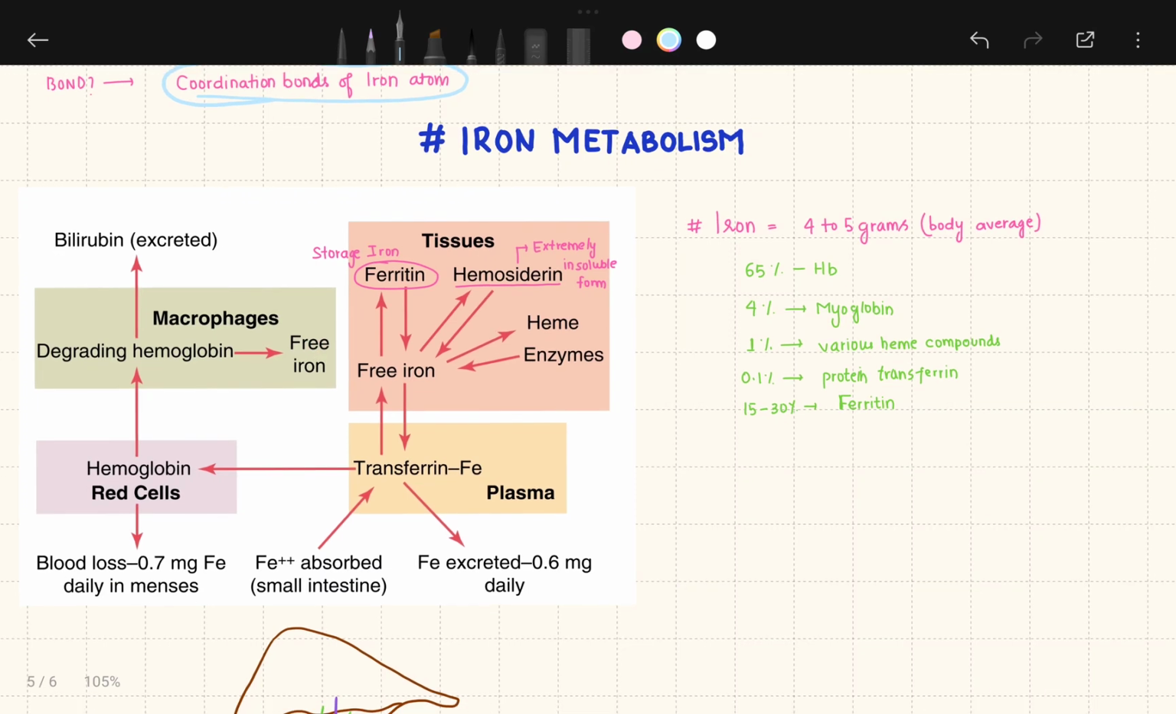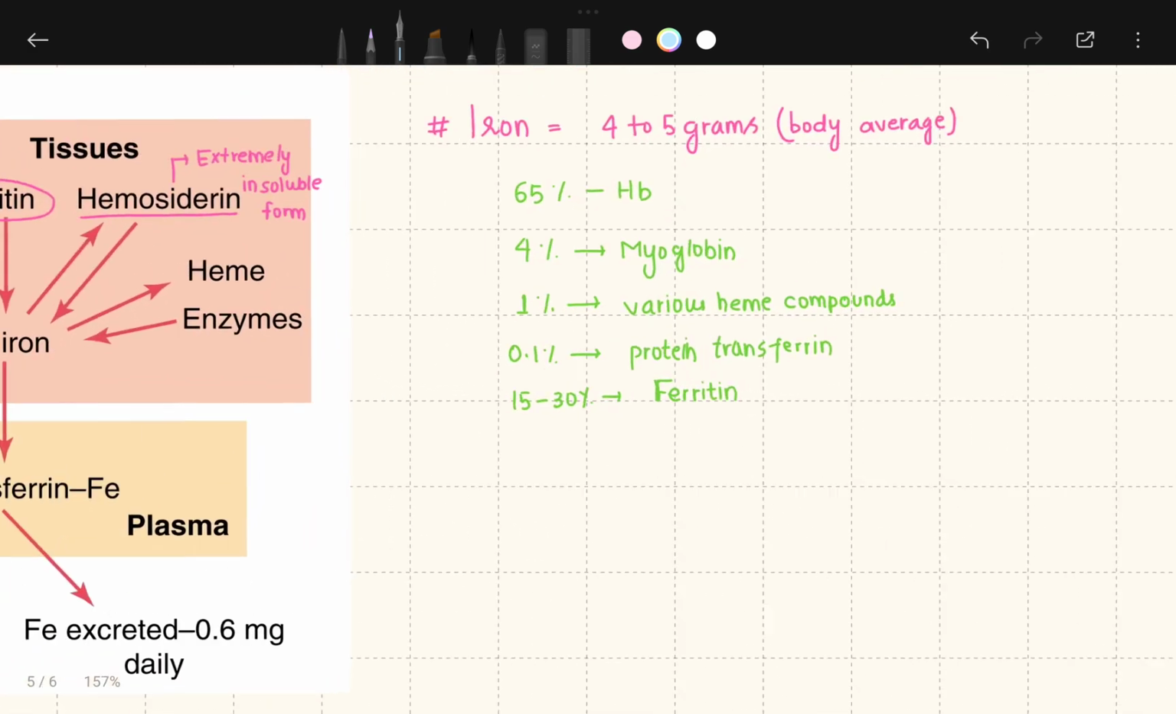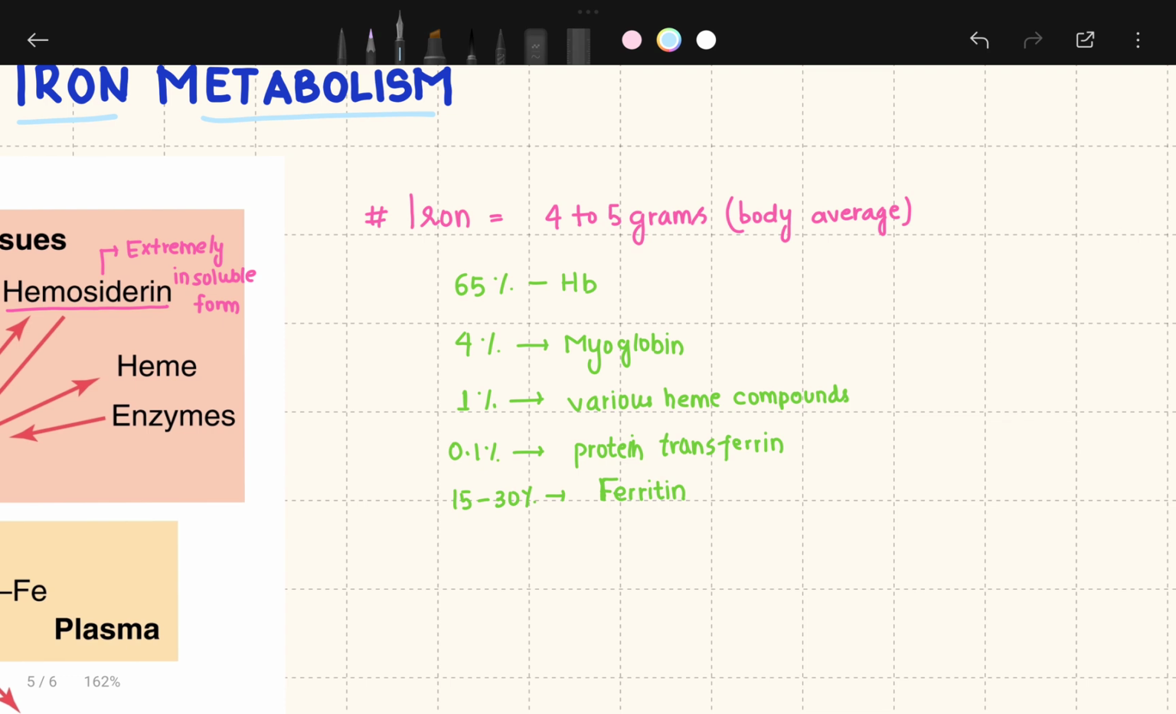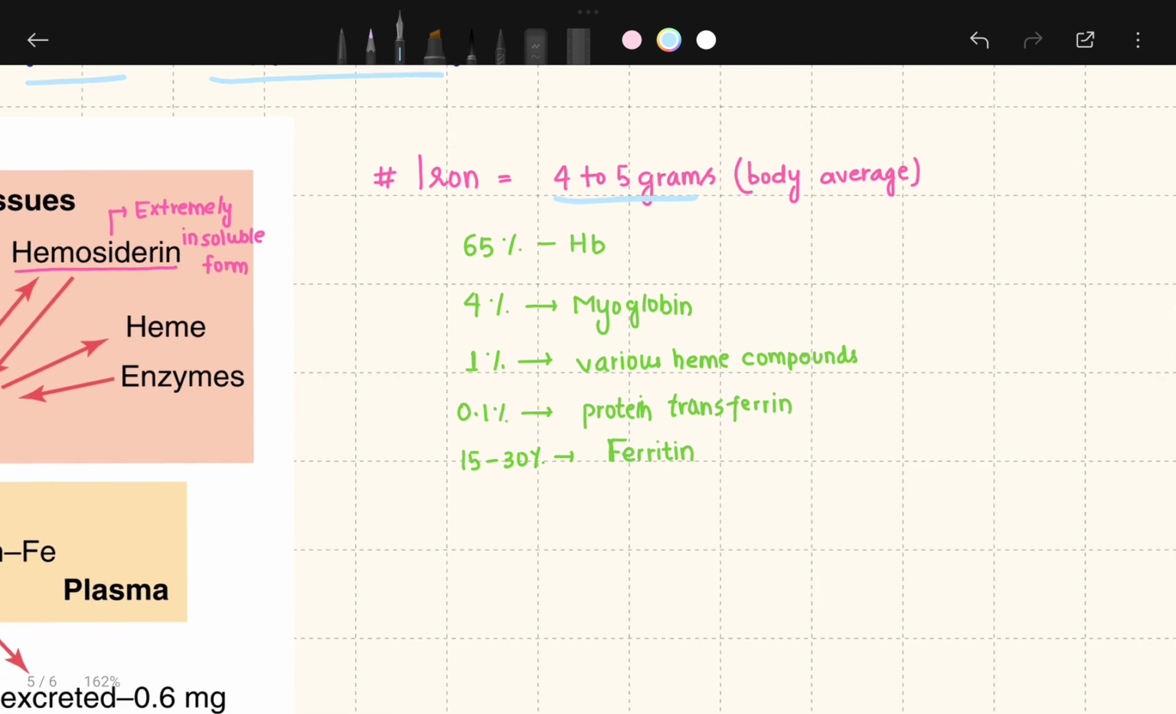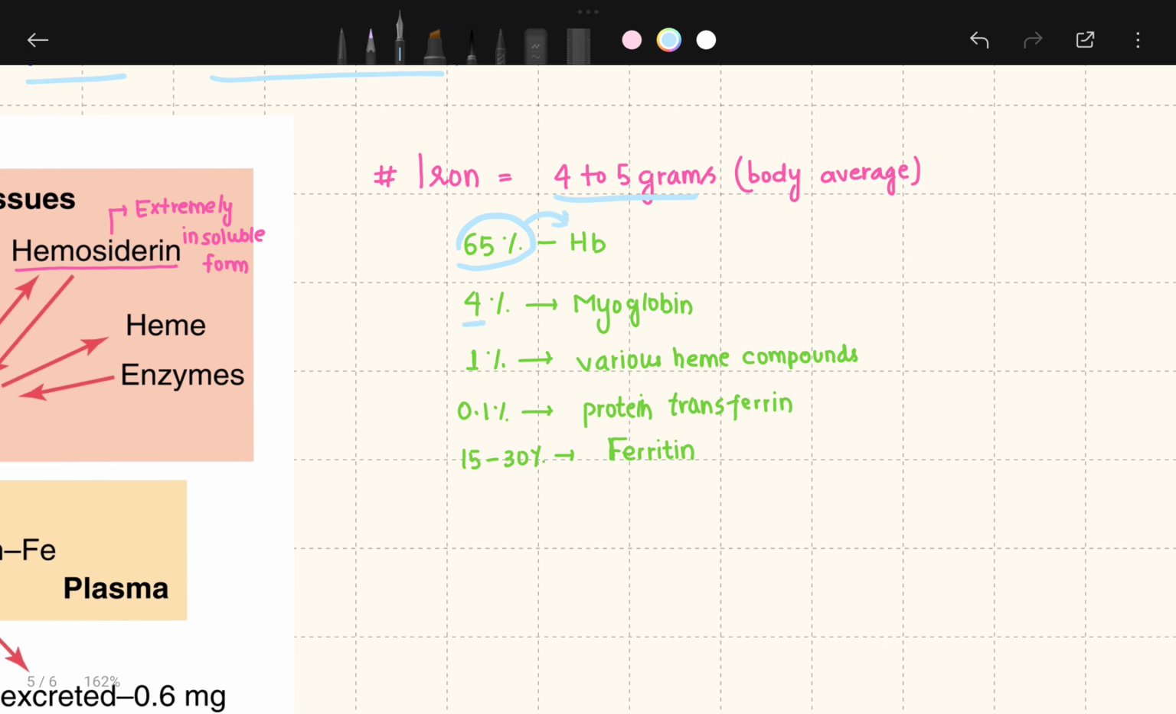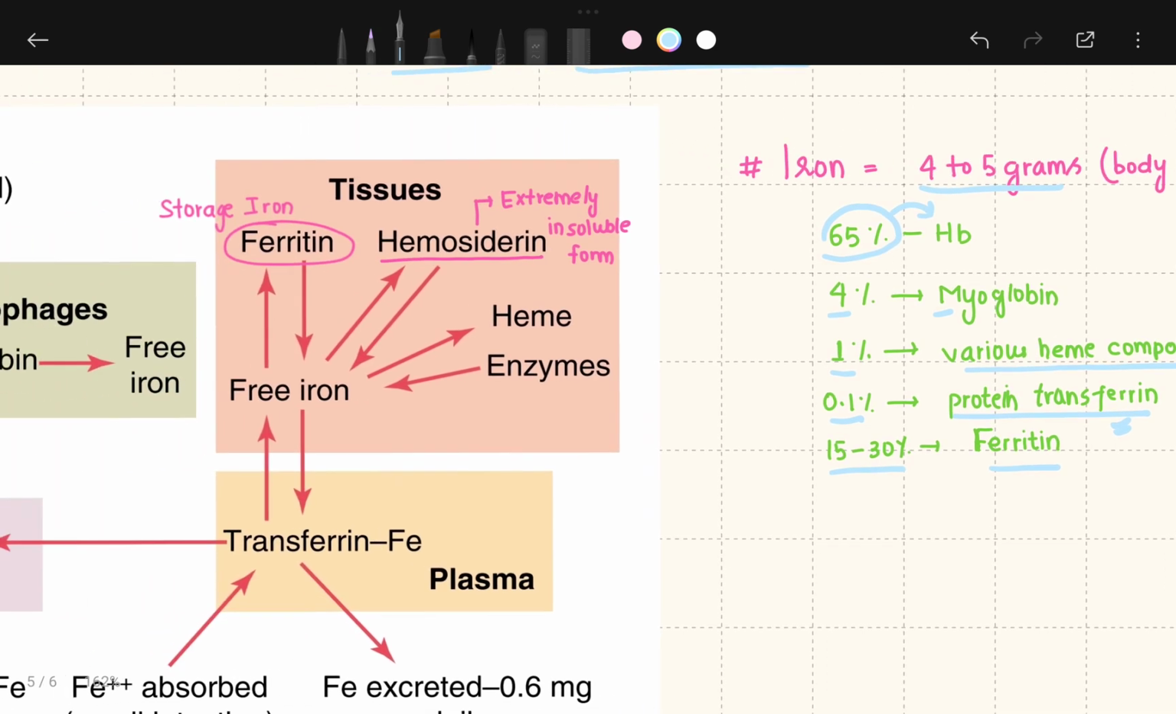Now we'll study iron metabolism. That is a very major part of biochemistry also. Biochemistry and minerals, vitamins and minerals, we will study later. So let's look at some information about iron. The body average of iron is 4 to 5 grams. 65% of iron is present in hemoglobin, 4% as myoglobin, and 1% in various other heme compounds. 0.1% is bound to apotransferrin to form the protein transferrin, which we will study for how iron gets transferred. And 15 to 30% is ferritin, where iron combines with apoferritin to form ferritin.